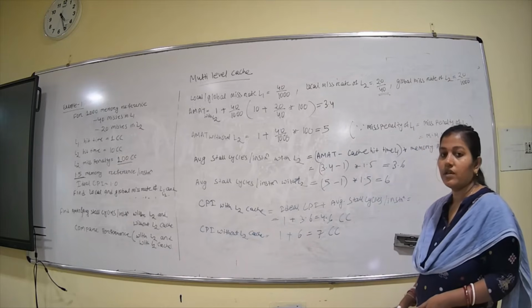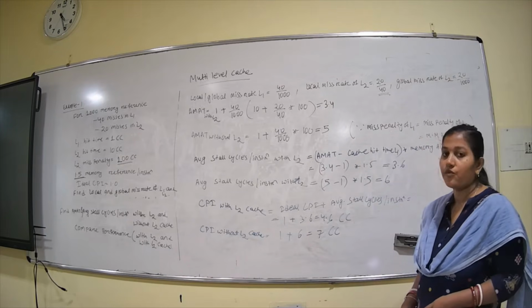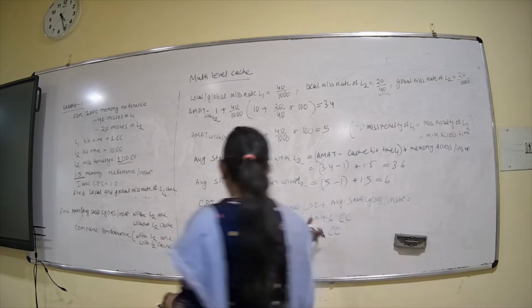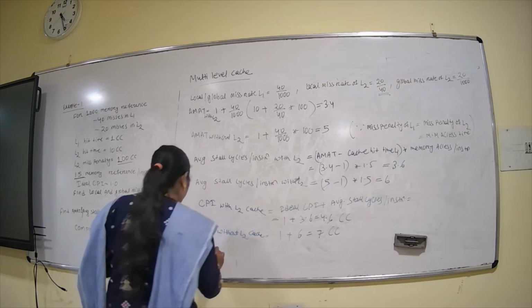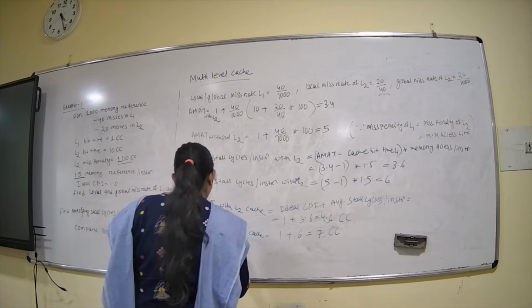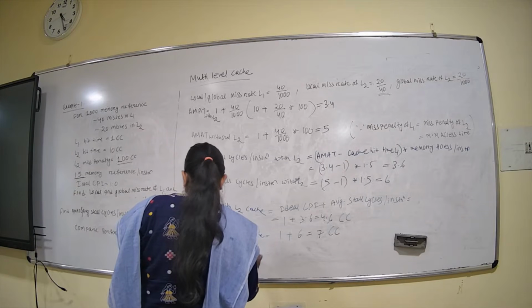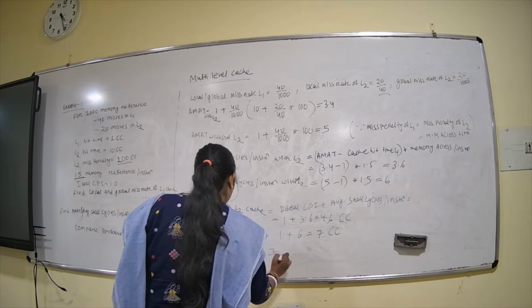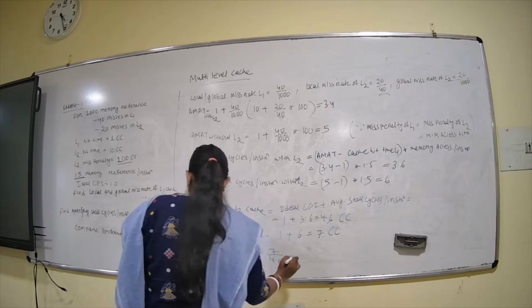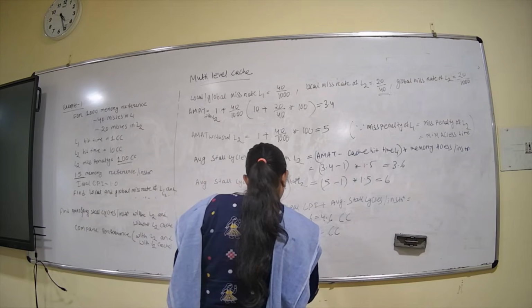Next question is to compare the performance. So performance will be the division of these two: 7 upon 4.6, which is equal to 1.52.